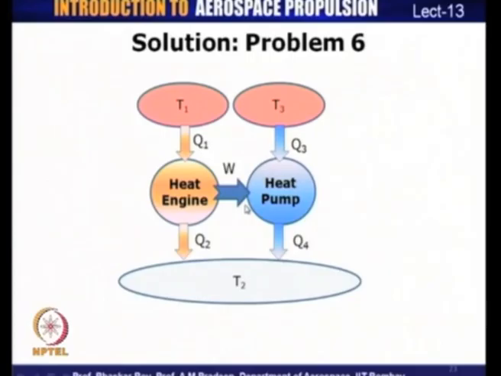So, there are two different cyclic devices here, one is a heat engine and the other is a heat pump. Work output of the heat engine is used to drive the heat pump, and both the heat engine and the heat pump reject heat to the same sink, that is at temperature T2. So, what we are required to find is the ratio of the total heat rejection, that is Q2 plus Q4, to the heat input to the heat engine, that is Q1. So, what we need to find out is (Q2 plus Q4) divided by Q1.